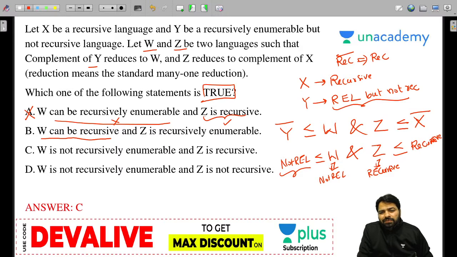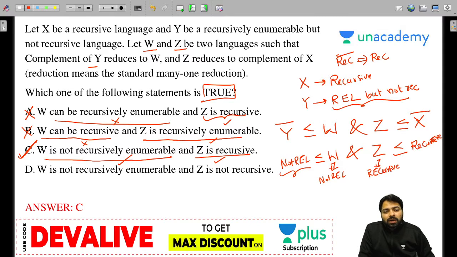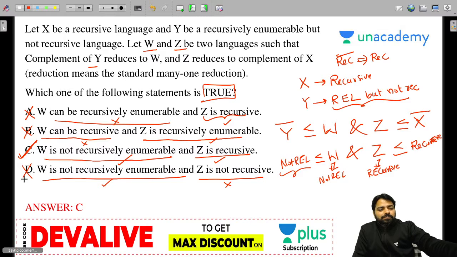And W can be recursive? Impossible. And Z is recursively enumerable? Yes, every recursive language is what? Recursively enumerable, guys. If I am saying recursive, it means REL also. Correct? And W is not REL, that is correct. And Z is recursive, this is also correct. So C we choose. Another one. W not recursively enumerable, that is also right. Z is not recursive, this is wrong. That's why we don't choose D.